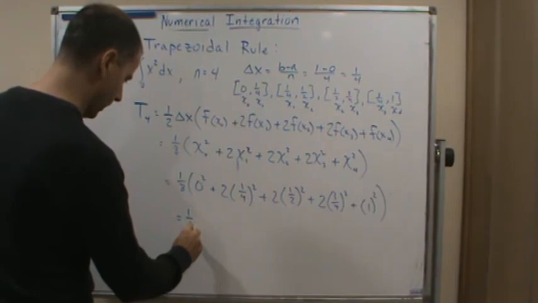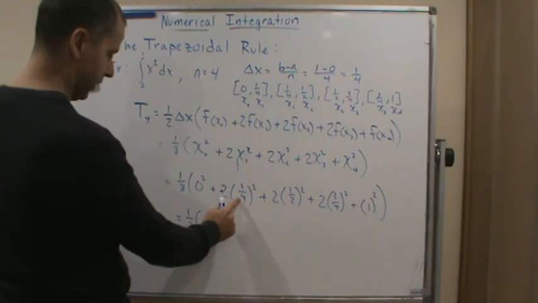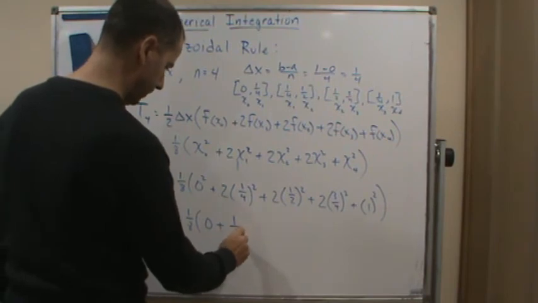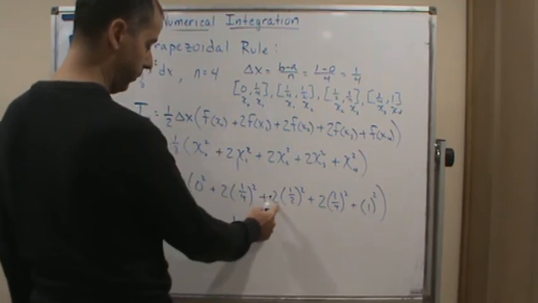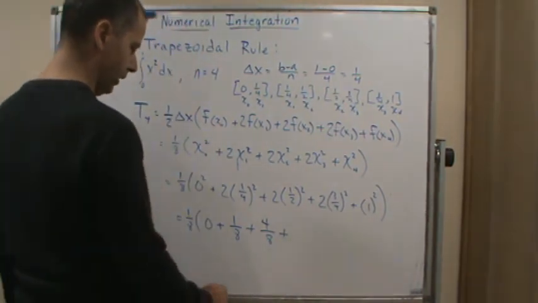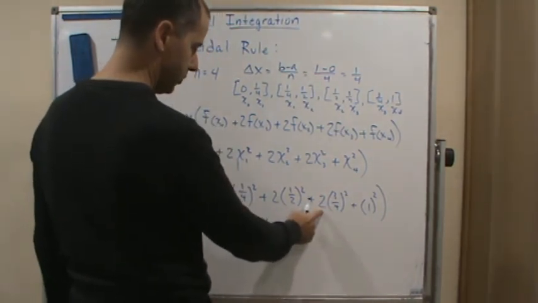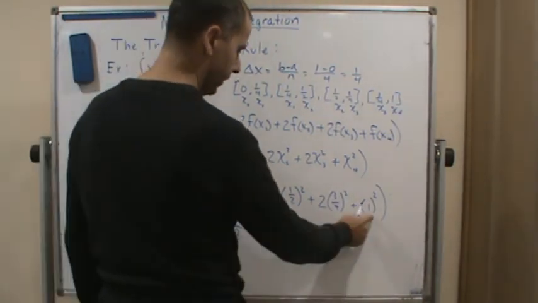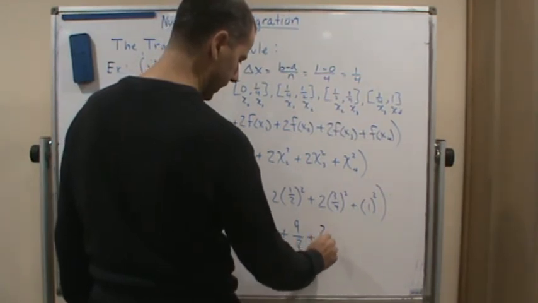And so then this becomes 0 plus, well, this is going to be 1/16, right? 1/16 times 2 is an eighth. Plus, this is going to be 1/4 times 2, which is 2/4, which is the same as 4/8. Plus 3/4 squared, which is going to be 9/16 times 2, which is going to be 9/8. And then 1 squared is 1, right? Which is the same thing as 8/8.